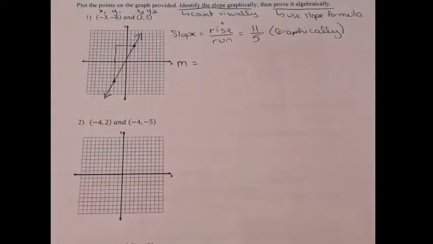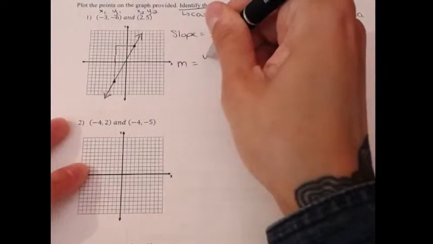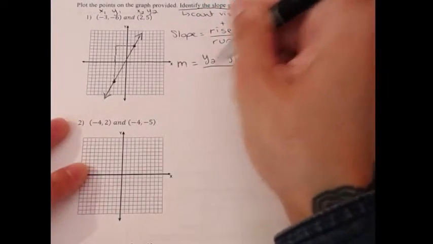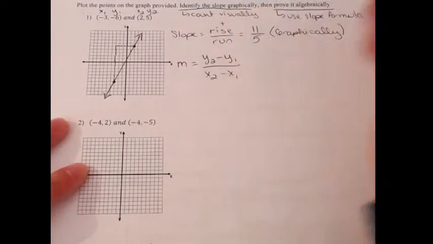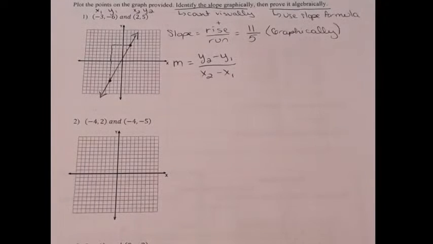Anyways, I digress. So we are going to use the slope formula. If it is helpful, let's rewrite it. y2 minus y1 over x2 minus x1. This formula needs to be committed to memory, so you're better off just writing it again and again.